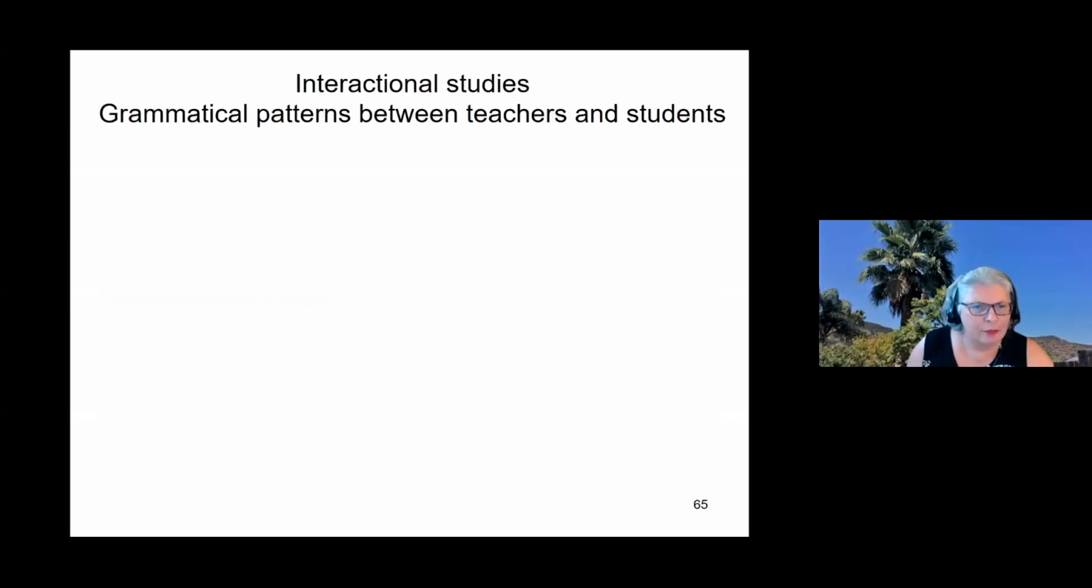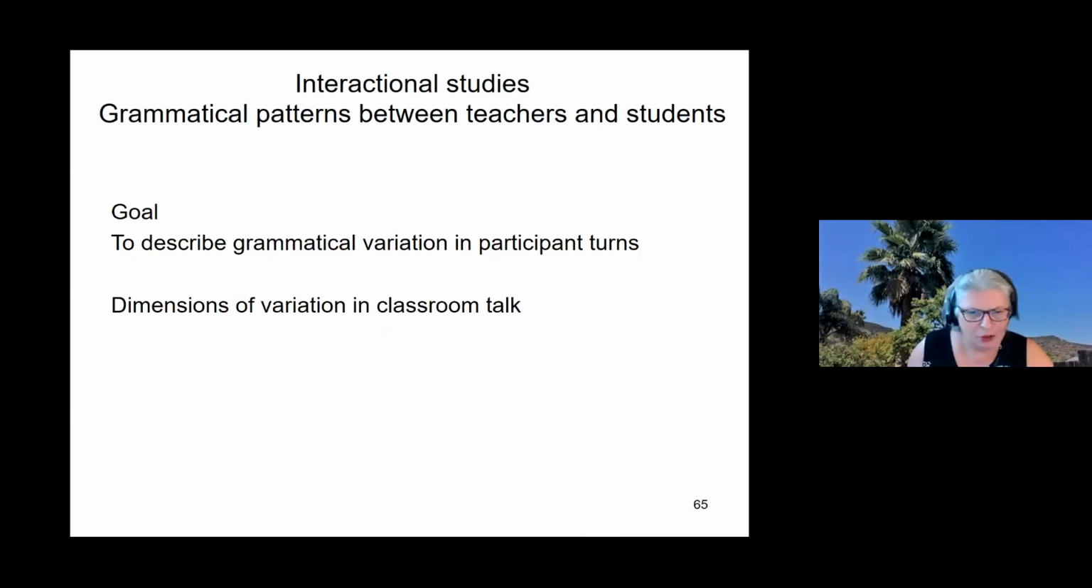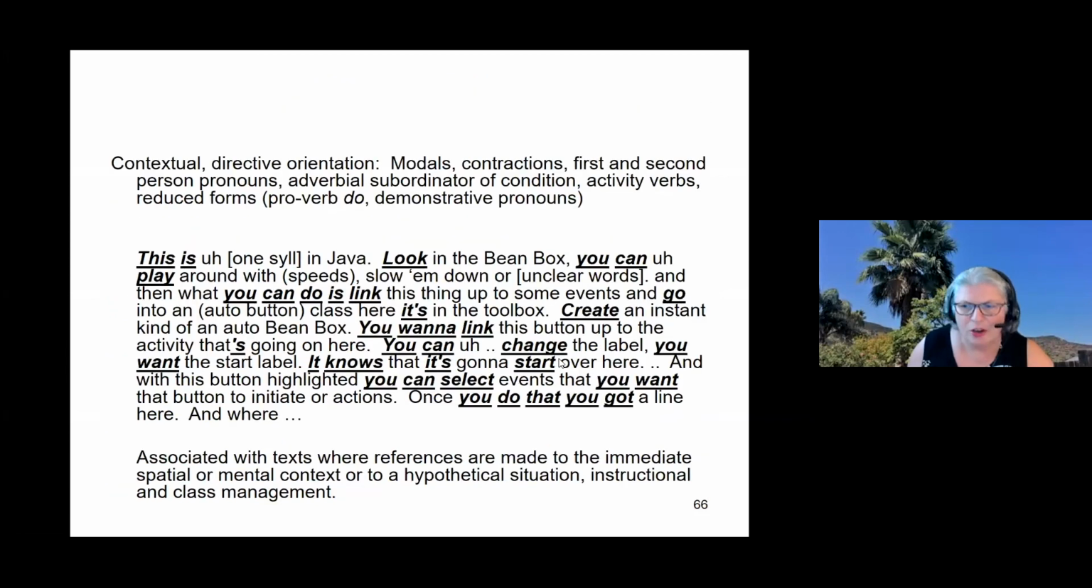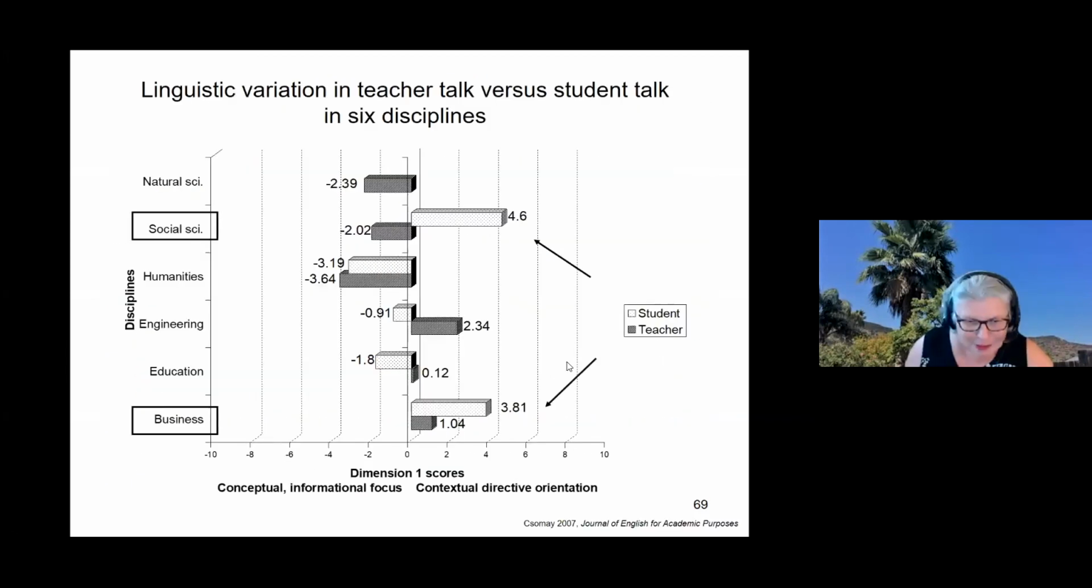And of course, I'm not going to go through the dimensions again. I applied the same dimensions. So I'm going to run right to the chart to show you that social sciences and business students are very much using language that is contextually driven. And the teachers are incredibly informational all across the board, except for engineering. And we have seen that, right?